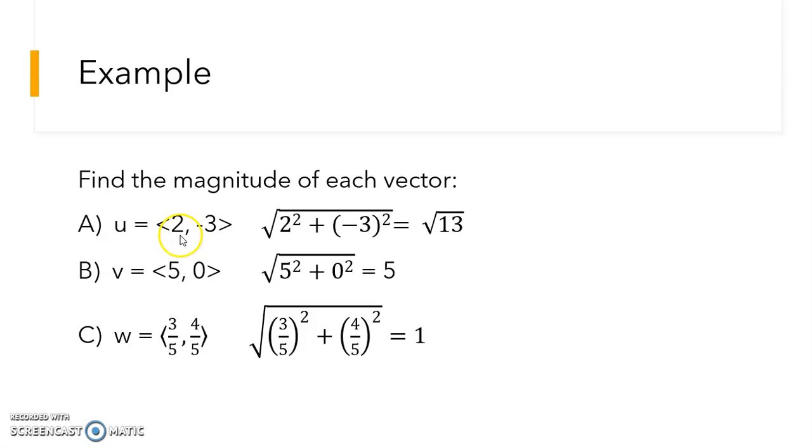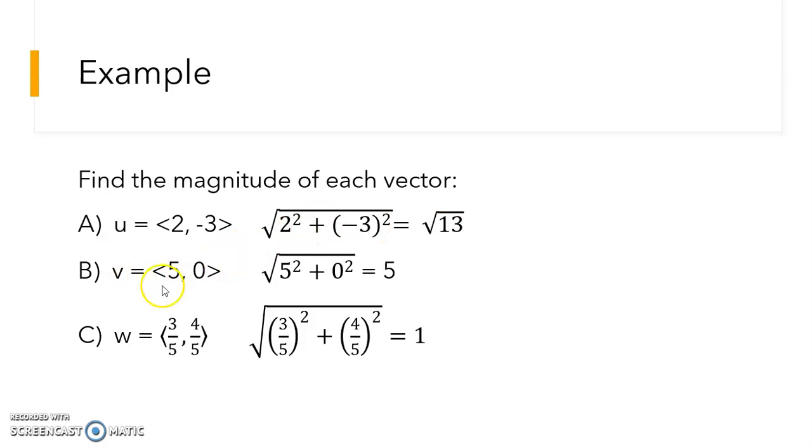So for the first vector, I did 2 squared plus negative 3 squared. And you need to be careful about these parentheses. When you square a negative, it turns positive. But if you put in the negative 3 squared without the parentheses, you'll get negative 9. So be very careful. A lot of times when I'm squaring a negative, I don't even type the negative sign because I know that when I square it, it's going to turn positive. So when I calculated this, I got the square root of 13. This is the magnitude of vector u.